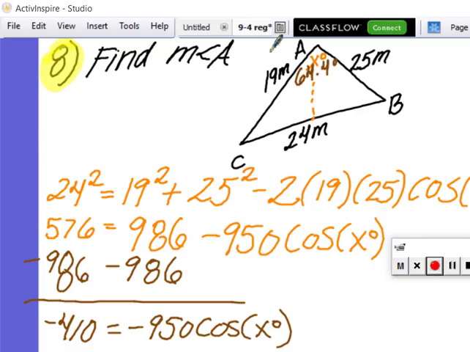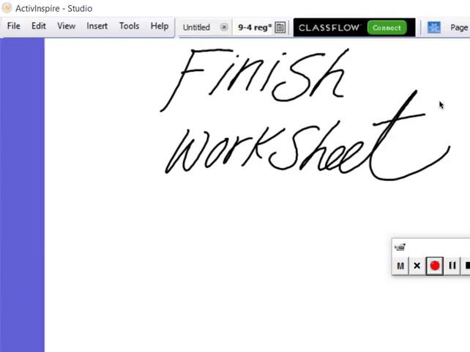Questions on that? 64.4 degrees? Okay. The rest of the time is yours. So you can use the law of cosines, and if not, use the law of sines. I would try to use the law of sines first, but then if not, use the law of cosines. So that first page is all the law of cosines.